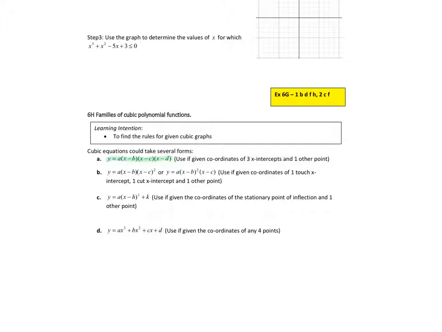So in other words, if our graph has 3 different intercepts, we'll always need one other point. We're going to use that form of the graph, all right?